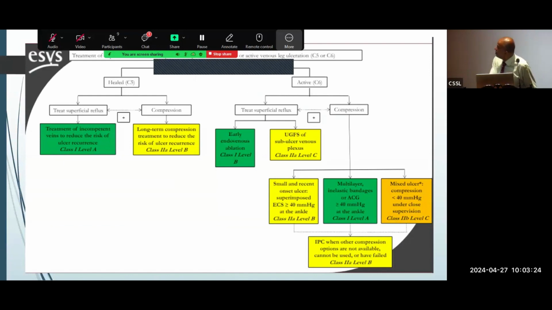So those are the basic principles underlying this. Then this is about if you have a healed ulcer, what happens? Then treat the superficial reflux. And then what you do to the leg now that the ulcer has healed? You continue to compress it. If not, it's going to recur even if you treat. Nobody knows why. Let's say you have treated the truncal reflux and just wait without compression, then again there's a recurrence rate. So there is evidence to show long-term compression treatment reduces the risk of ulcer recurrence. If it's an active ulcer, what we said before.